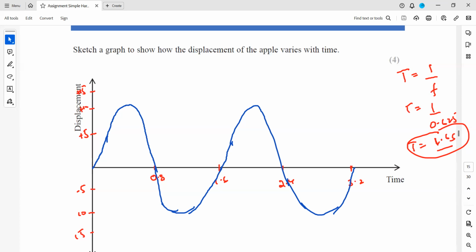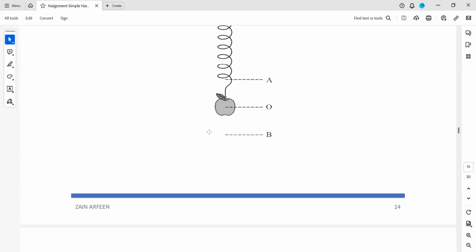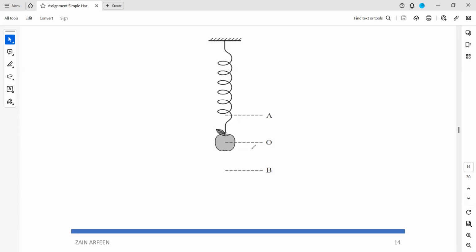How do we know the graph is a sine? Why do we draw a sine graph? Yeah, that's a good question. How do you know it's a sine graph? Because if you see here, the apple is at position O. So the apple is at its mean position. So if the apple is at its mean position, what is the displacement? Displacement is 0. If the displacement is 0, it means the graph should start from 0. That's why we use a sine graph. So you can make a sine graph or you can make a minus sine graph.